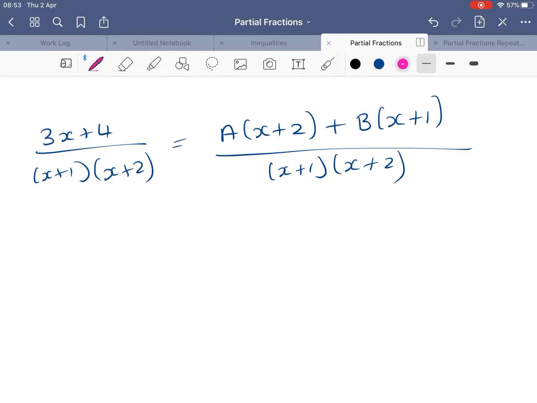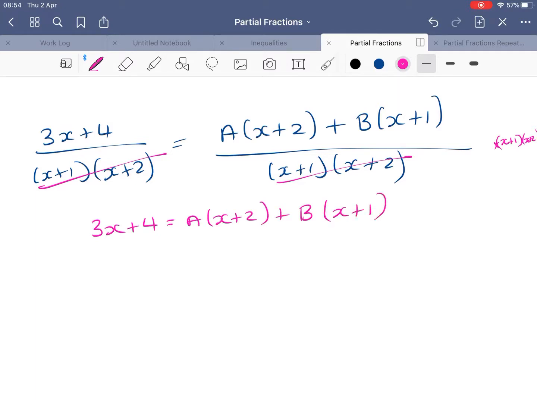So we can actually multiply through by x plus 1 times x plus 2, and that then eliminates the denominators. So what I've now got with my equation is 3x plus 4 is A times x plus 2 plus B times x plus 1.